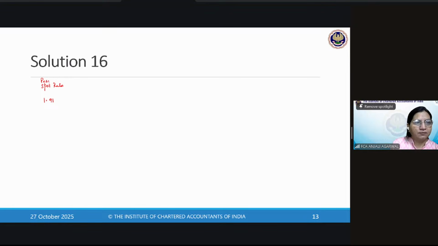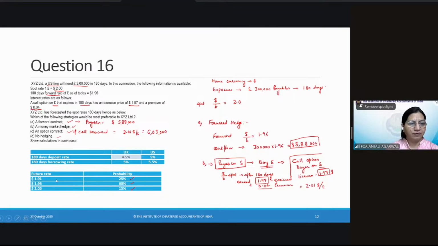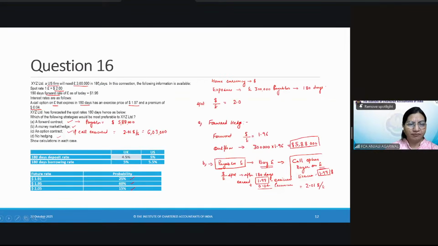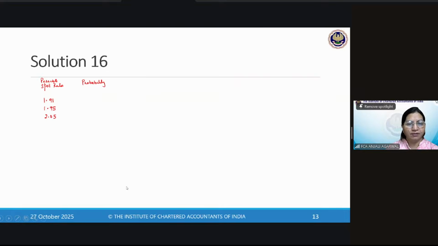So we will see what are the possible spot rates. Possible spot rates are 1.91, 1.95, and 2.05, with the probability of 25%, 60%, and 15%. So for probability, we can write 0.25, 0.60, and 0.15.